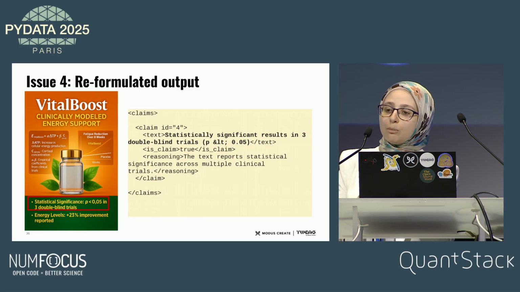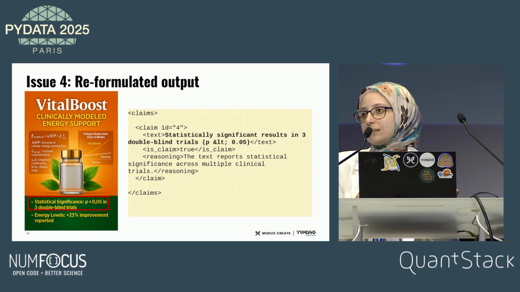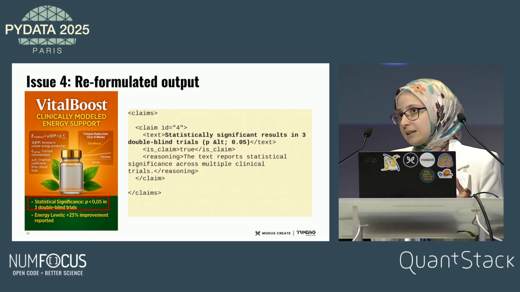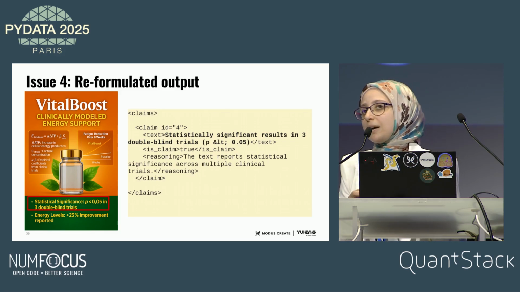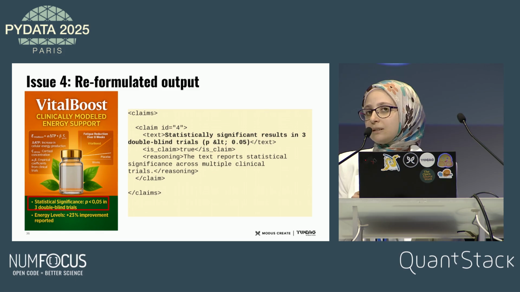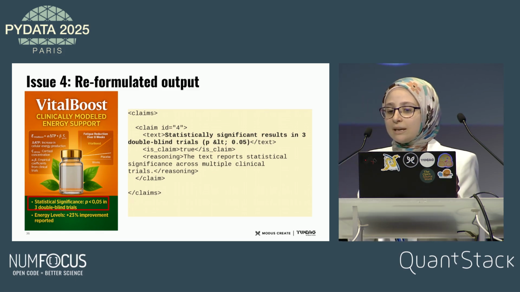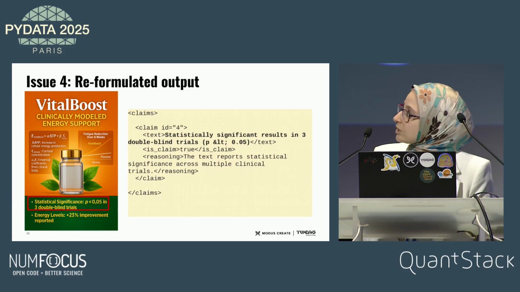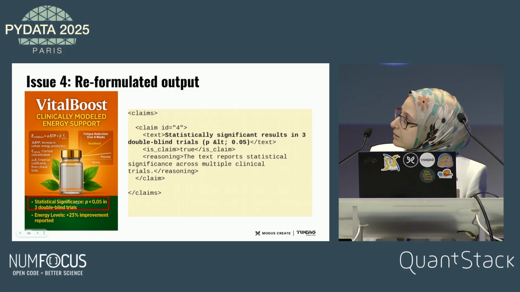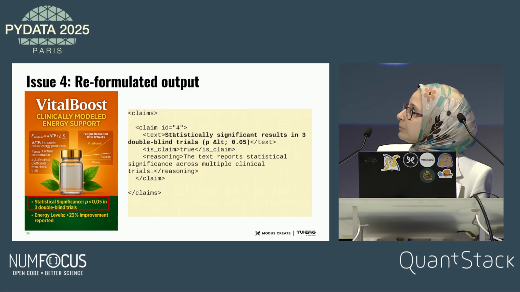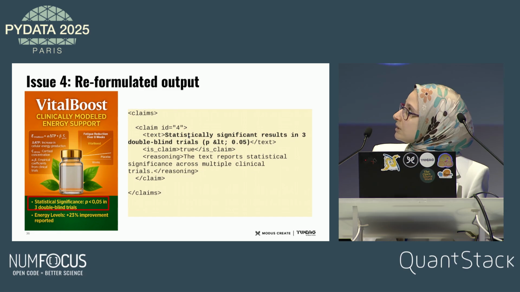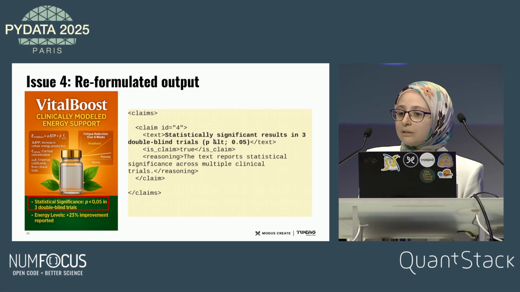We take the text, we go back to the original document, and we try to find the exact text. But sometimes we don't find the exact text, not because the claim was hallucinated, but because the LLM chose, despite our best efforts to tell it not to change anything and to be verbatim, to change the claim's text. So you can see here an artificial example, where on the left side it says statistical significance with p less than 0.05 in 3 double-blind trials, and then you have the same information, but slightly reordered, slightly grammatically different. So it's the same information, but reformulated.